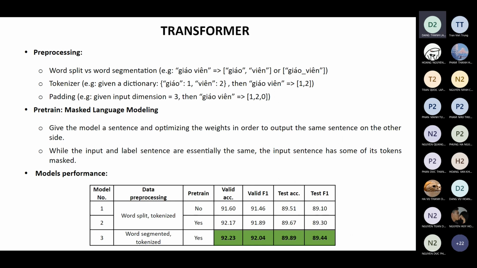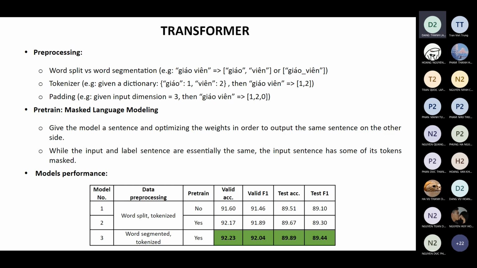For the transformer, we tried two datasets with two different types of preprocessing. One is word splitting, which is to split a sentence into tokens based on the space character. The other technique is word segmentation, which has been described by Cuong in the preprocessing part. Additionally, we apply a pre-training technique called masked language modeling. The task is to give the model a sentence and then optimize the weights in order to output the same sentence on the other side. While the input and the label sentence are essentially the same, the input sentence has some of its tokens masked.